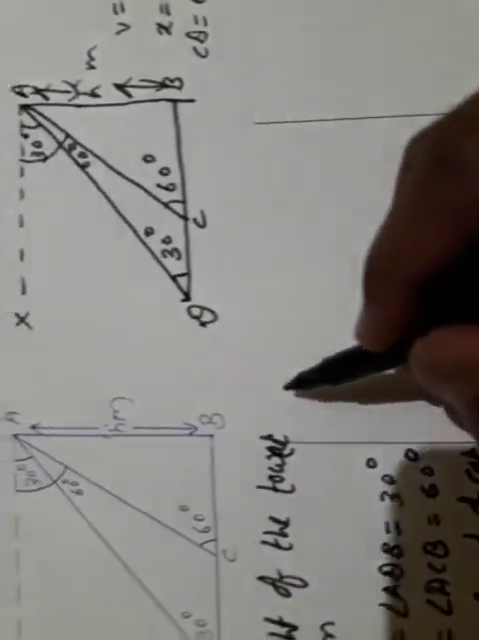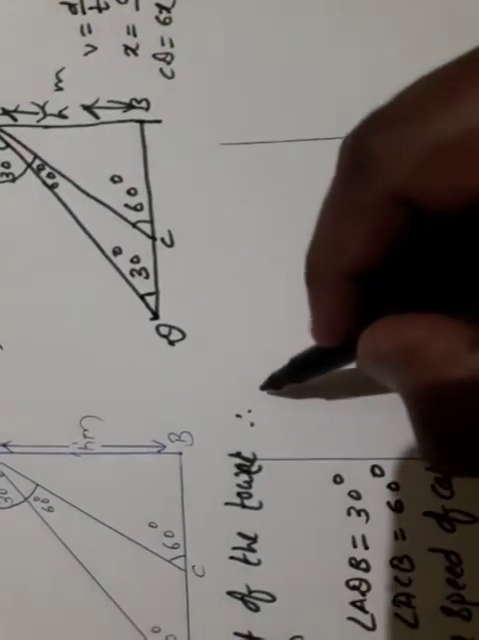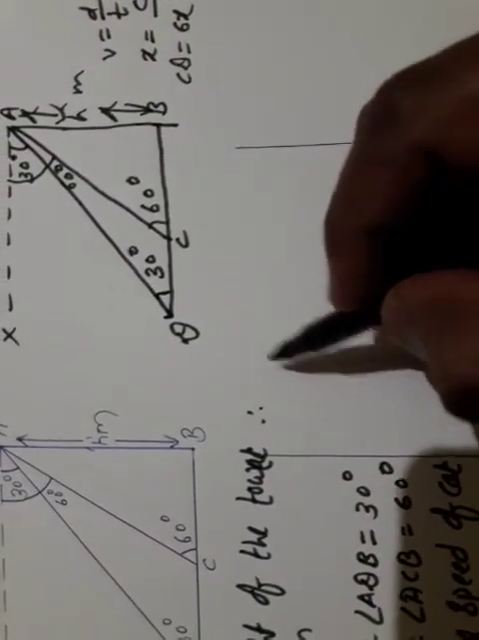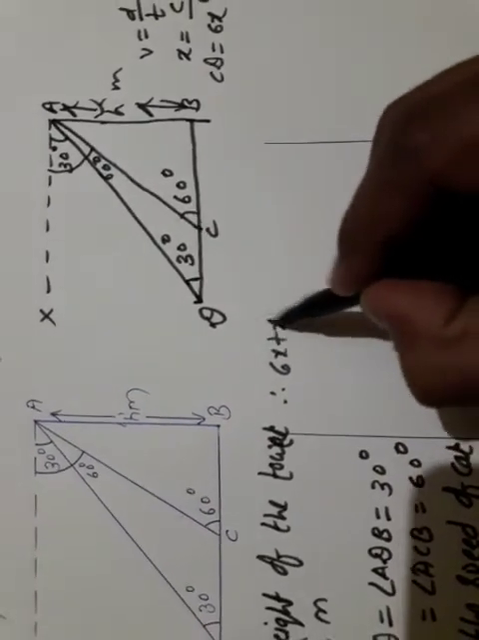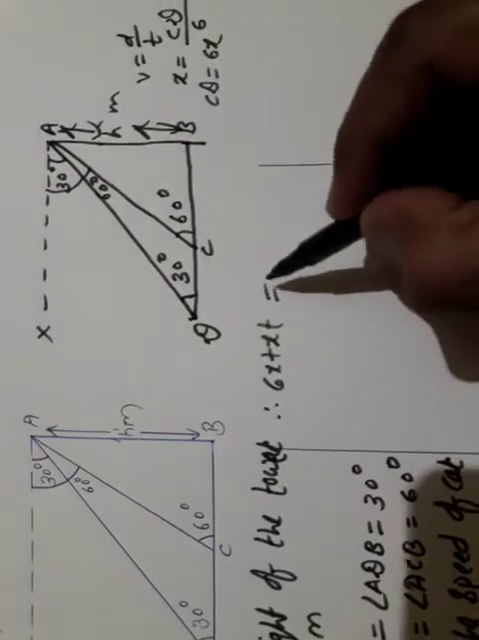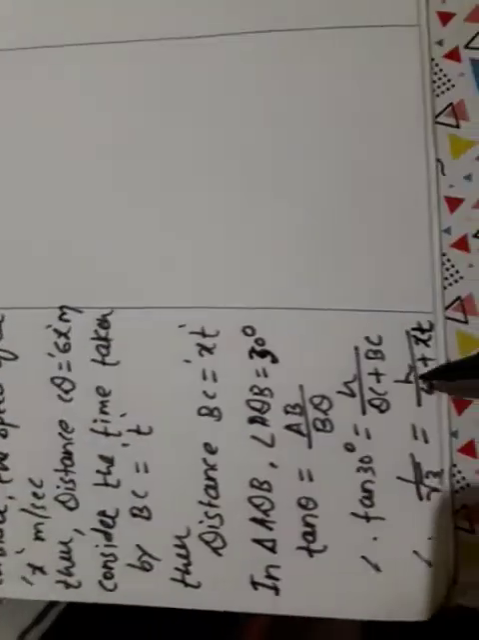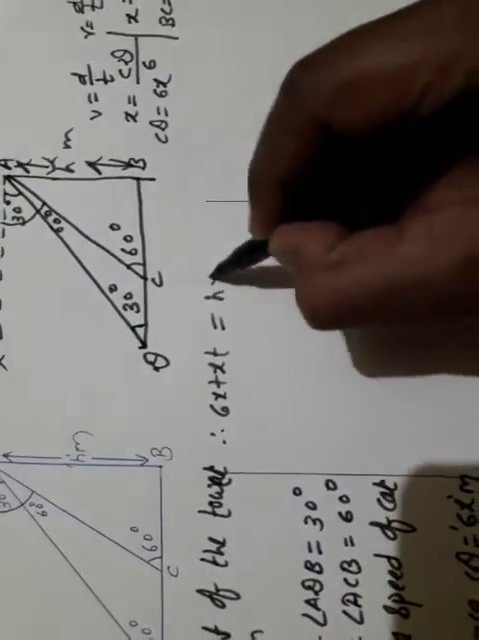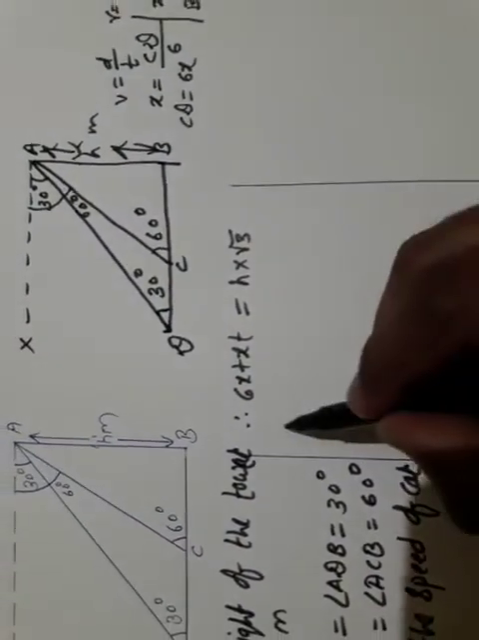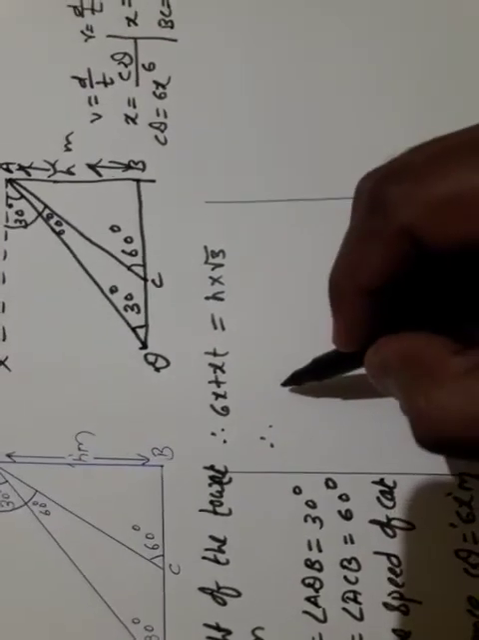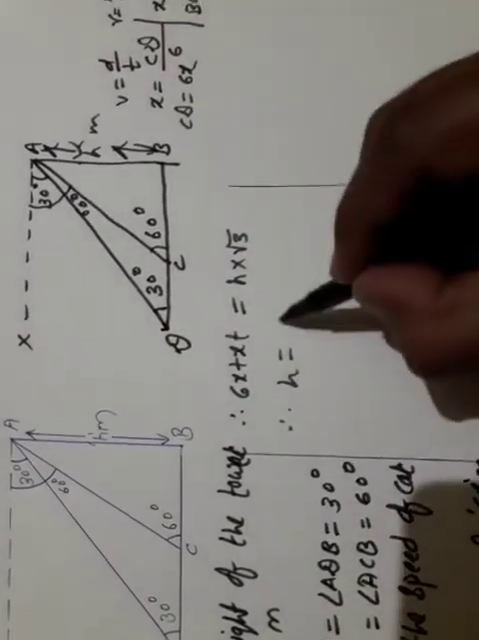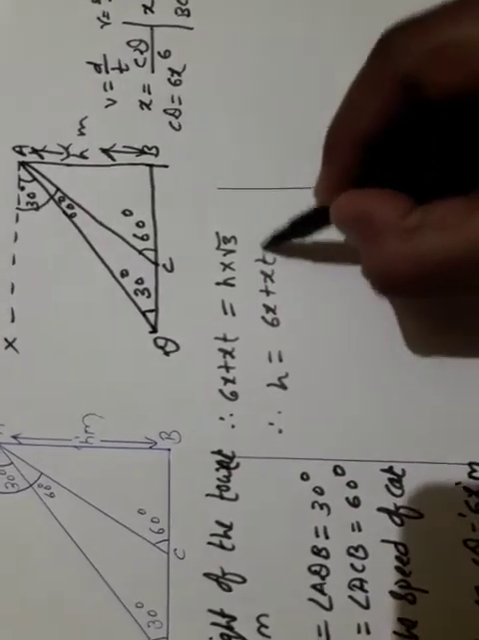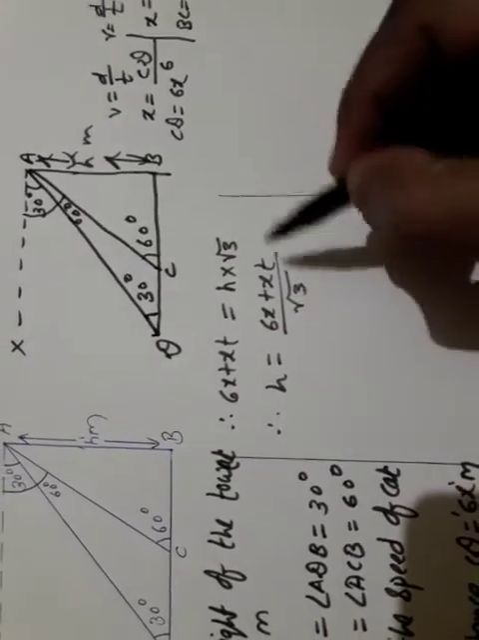Therefore, look carefully. 6x plus XT is equal to, क्या होगा? देखो H into √3. H into √3. I can find here H. How can I find H? Look here. H is equal to 6x plus XT divided by √3.